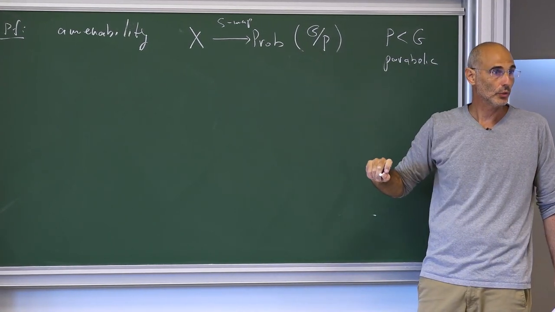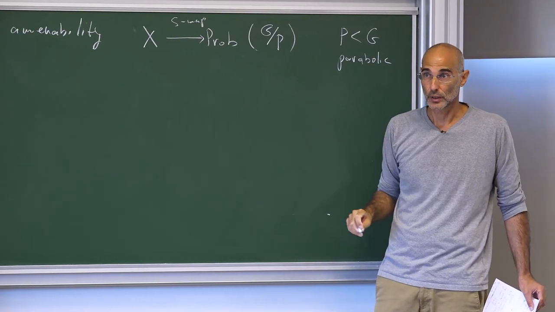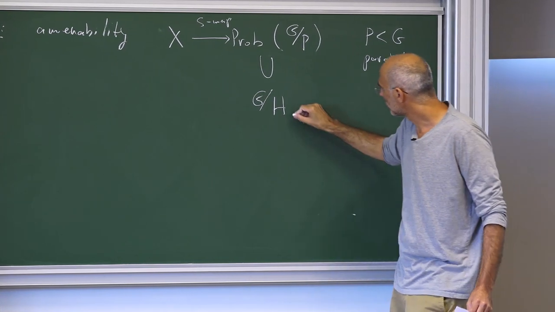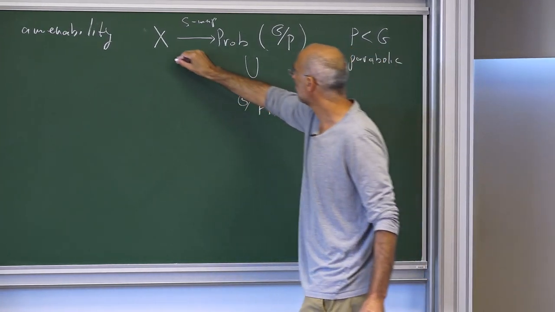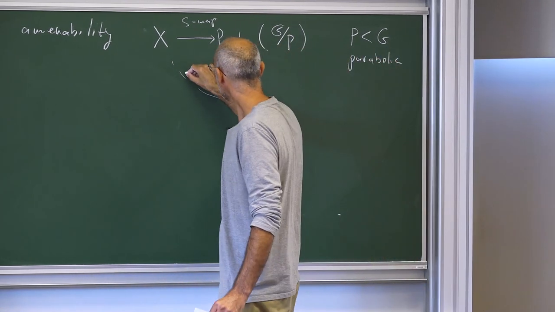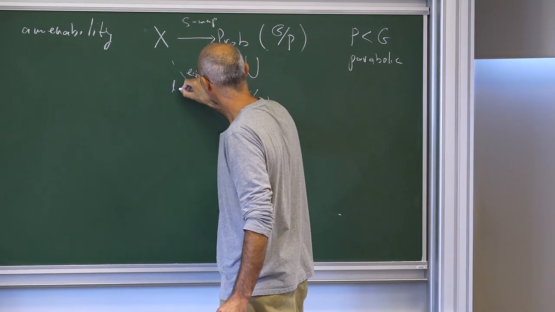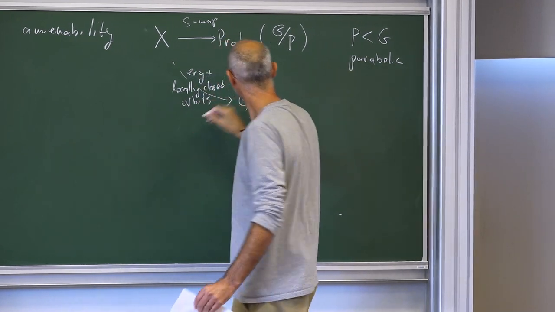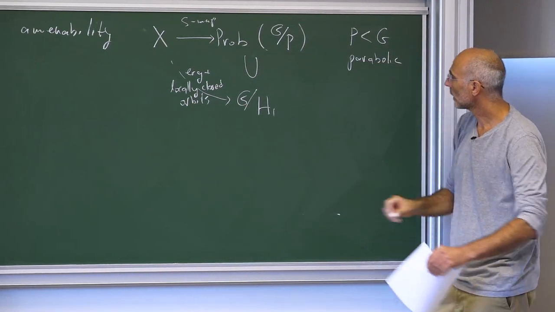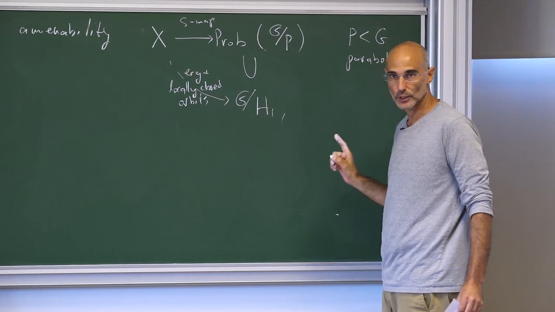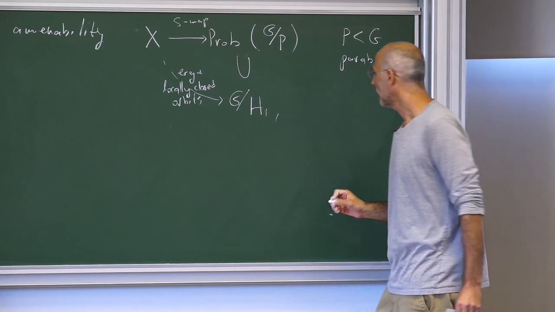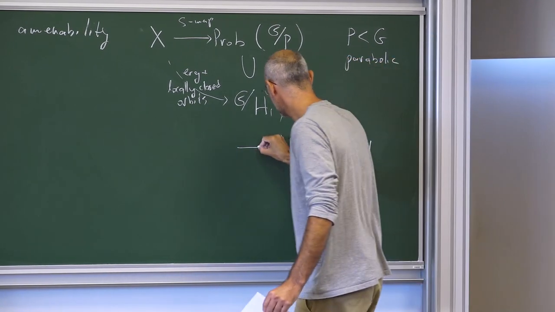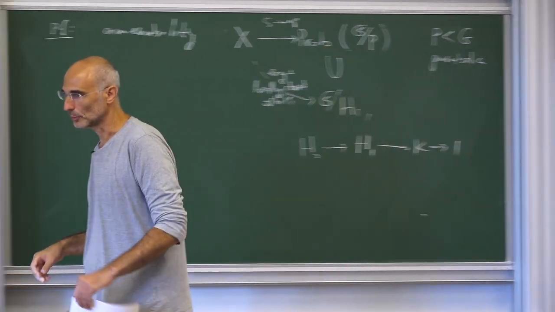And I told you that the action on this space is nice. G orbits are locally closed, not S orbits. S orbits, I know nothing. But G orbits are locally closed, so I can find G mod H1 in here. Let me call it H1 because this is not the H I'm looking for, such that this map factors via it. This is by ergodicity, of course, plus locally closed orbits for the G action here. Now, H1 is not necessarily an algebraic group, but it's fairly close to algebraic. For H1, we know that it satisfies a long exact sequence, so it has H0, where this is algebraic.